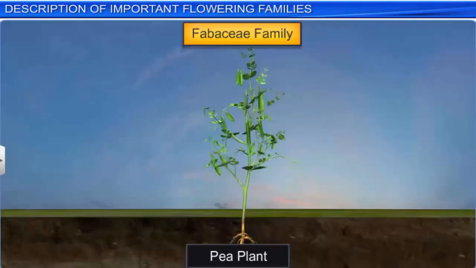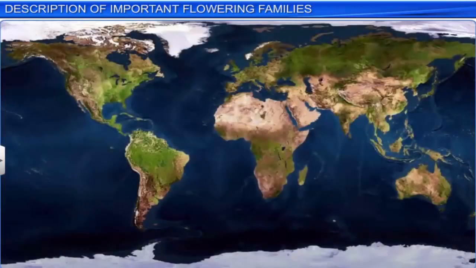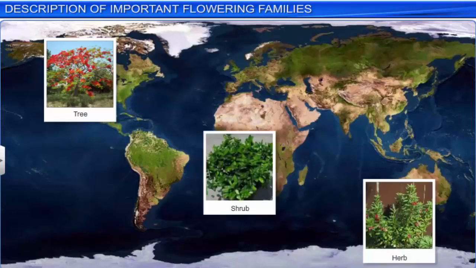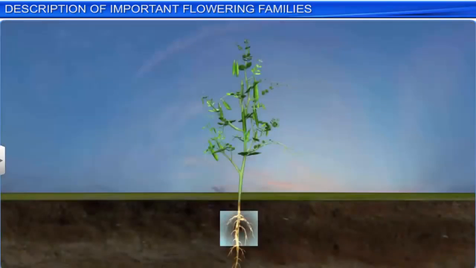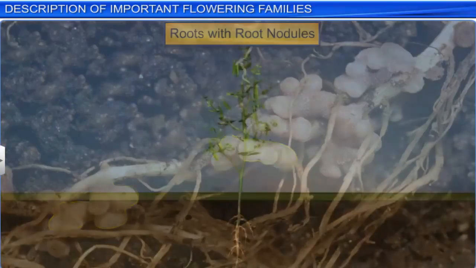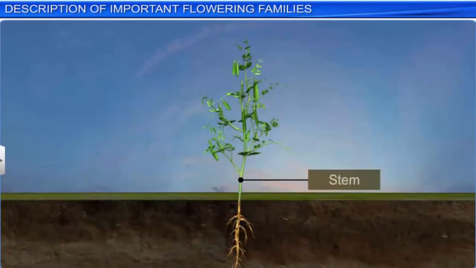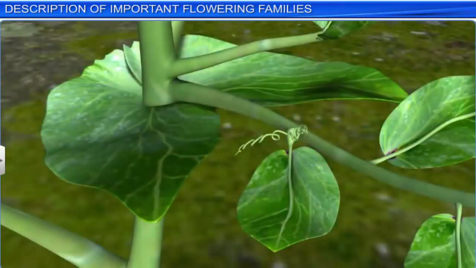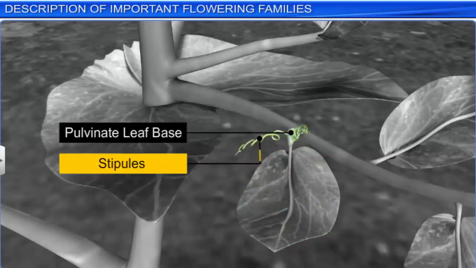The Fabaceae family, earlier known as Papilionoideae, is a subfamily of the Leguminosae family. Plants belonging to this family can be trees, shrubs, or herbs, and are found all over the world. The roots of these plants have root nodules, and their stems are erect or are climbers. Their leaves are alternate and may be simple or pinnately compound. Moreover, the leaf base is pulvinate with stipules, and the leaves have reticulate venation.